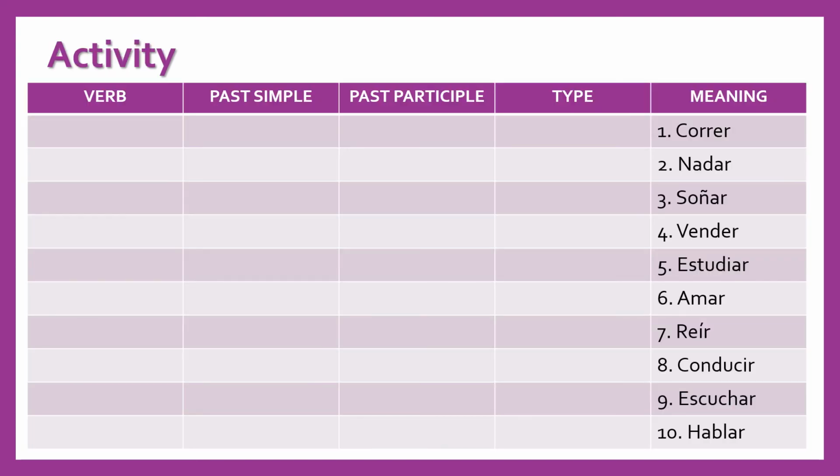Here is the activity. I wrote you only the meaning of the verb that we're going to work with in this case, in the column meaning, that means significado. So you have to complete the column verb, which is the same verb but in English, then the past simple, past participle, and type, which means if the verb is regular, irregular, or both types, irregular and regular.